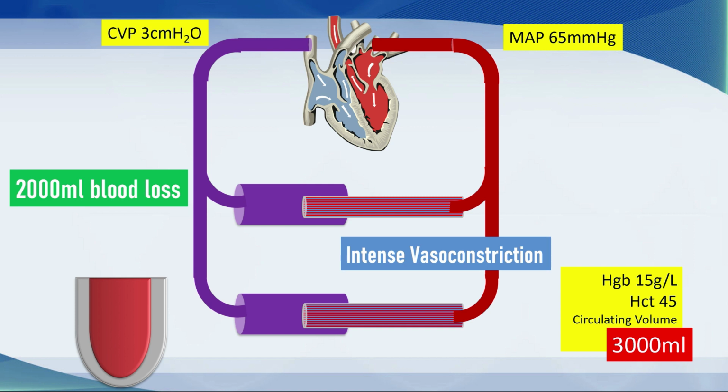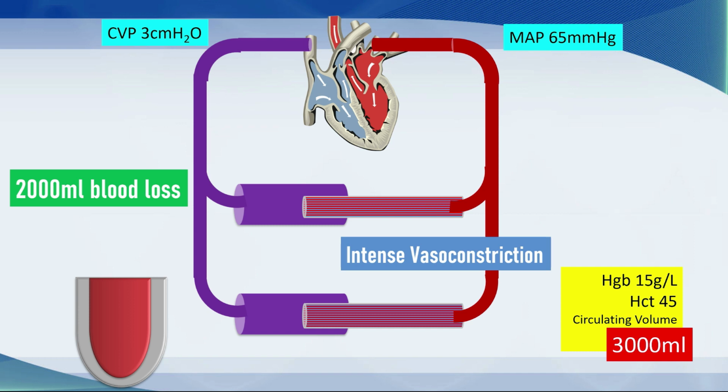But what's interesting is if you were to go and measure the mean arterial pressure, it would be unchanged at 65 millimeters of mercury. And if you were to measure the central venous pressure, it would also be unchanged at 3 centimeters of water. And the reason for this is to maintain flow through the body, the circulation prime. And that's why neither of these measurements are particularly helpful when you're trying to look at circulating volume.